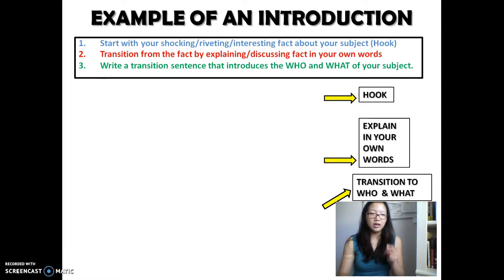And lastly, write a transition sentence that introduces the who and what of your subject. Now, the transition sentence is very important because this is what will be guiding your reader throughout the essay. What you say in your last sentence will guide them to the who and what component of your paper. And likewise, when you compose your who and what component of the informative paragraph, you're going to be introducing the when and where, the how and why, and so forth. So let's see this example in working motion.